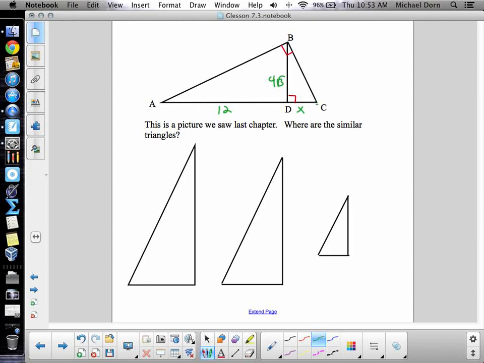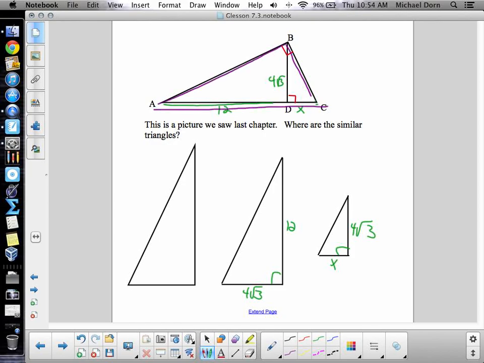The short leg is x. The long leg is 4 root 3. The hypotenuse I don't know anything about, so we'll just leave it be. Let's go to the middle triangle. The middle triangle also has a short leg, a long leg, and a hypotenuse. The short leg is 4 root 3. The long leg is 12. The hypotenuse is unknown.